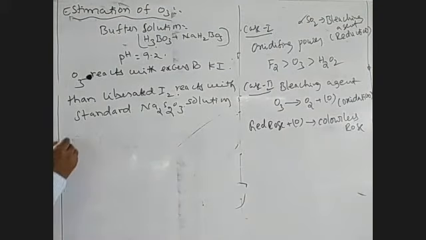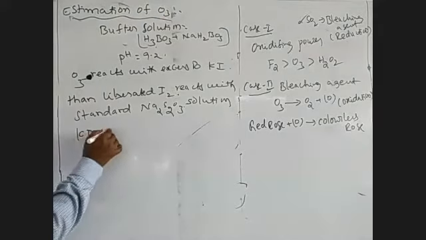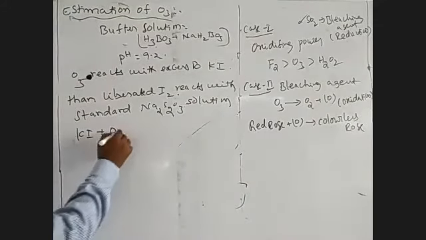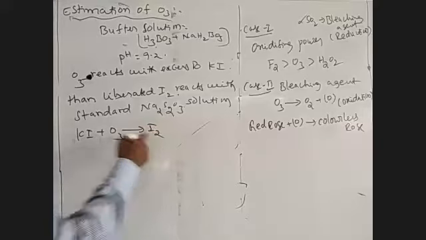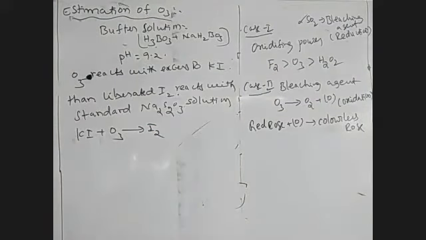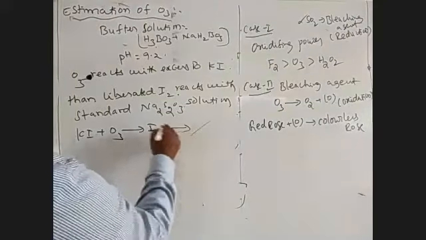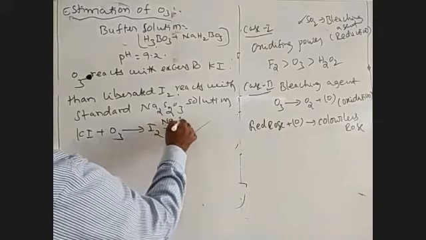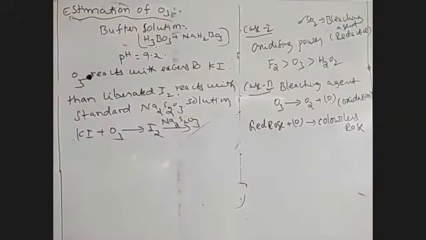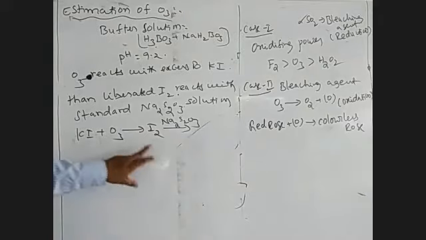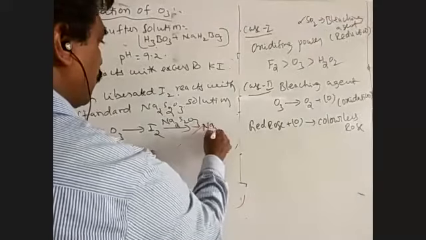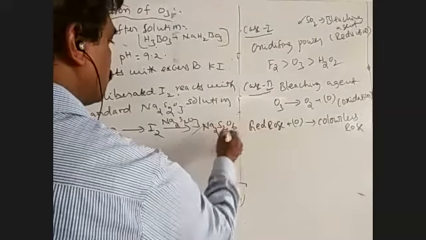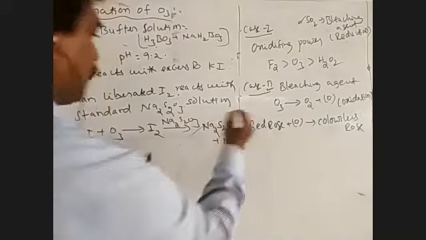When potassium iodide reacts with O3, I2 is released. The released I2 can be estimated by using hypo solution. I2 reacts with Na2S2O3 to form Na2S4O6, and NaI is produced.